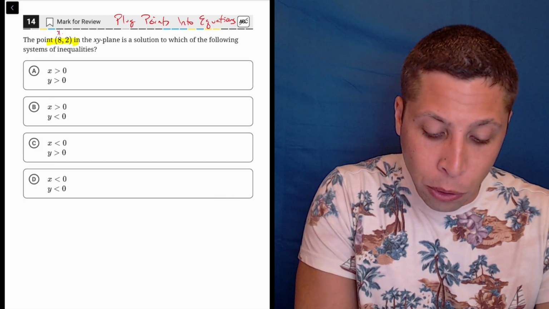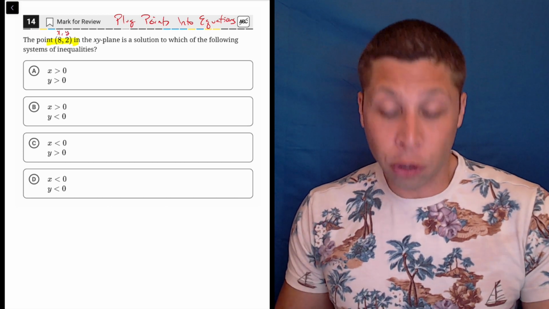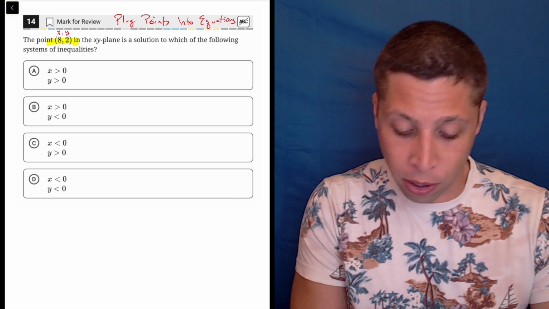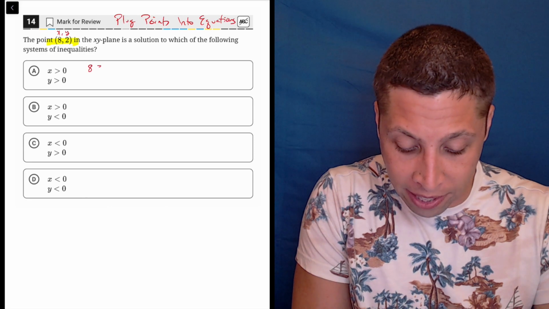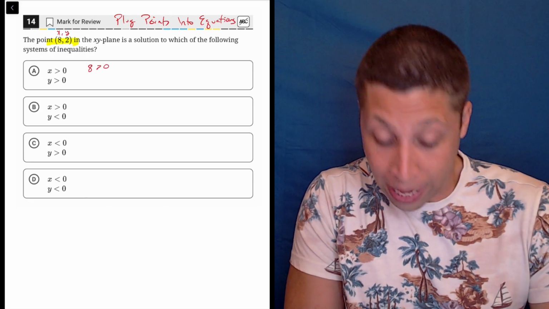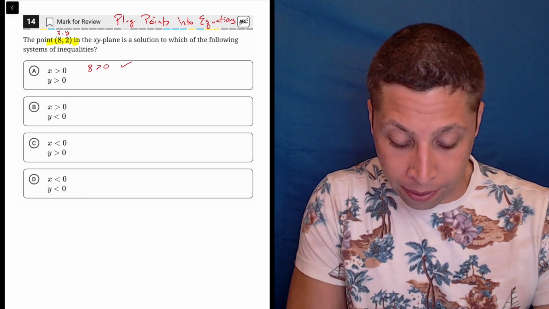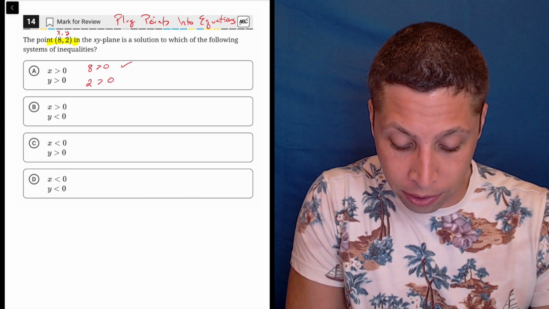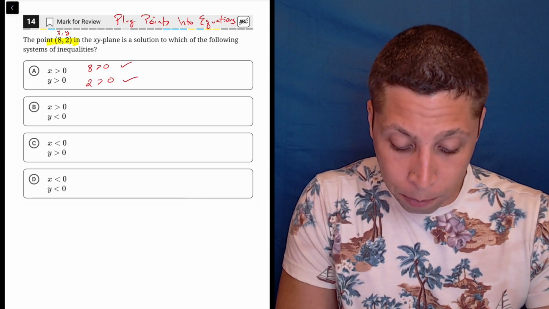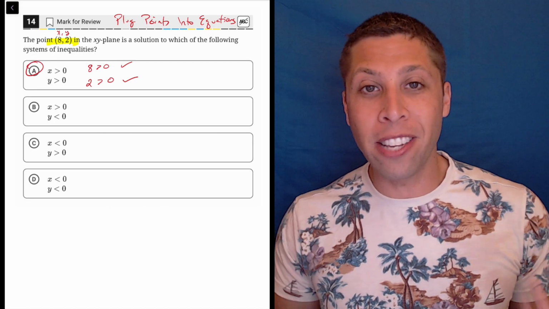Just make sure you don't confuse the x and the y. But in choice A, we're going to take the point and put it in, and so the x coordinate is 8, so 8 is greater than 0. Well, that's true, so that works. And then for the second part, 2 is greater than 0. Well, yeah, that part also works. So that's just the answer. We don't need to do anything else here.